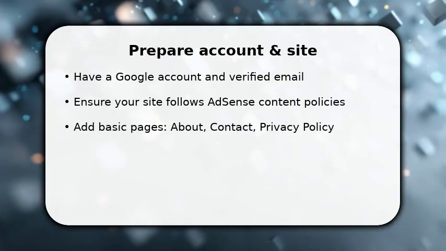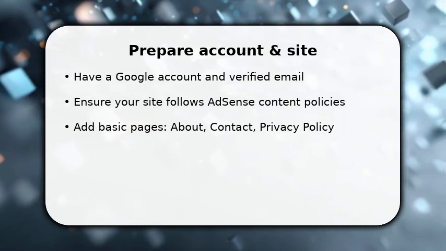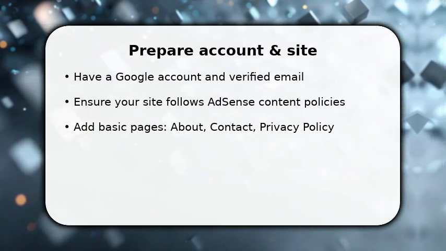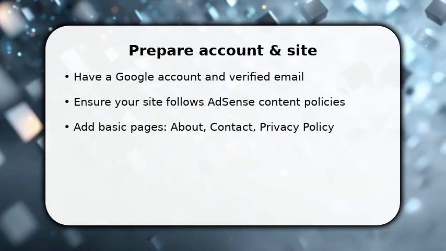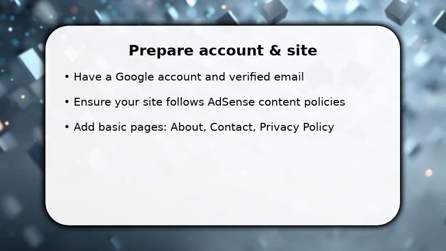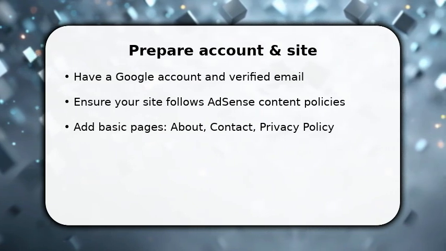Enjoy the video. You start by confirming two prerequisites: a Google account and a published site that follows AdSense policies. Once done, sign into the AdSense dashboard and click Get Started. Make sure to enter the site URL exactly and select the account type. You'll verify ownership by adding a meta tag or uploading an HTML file. Choose the easiest for your CMS.